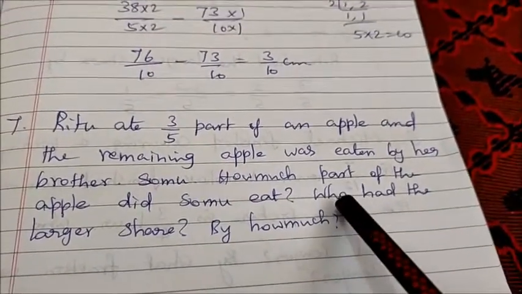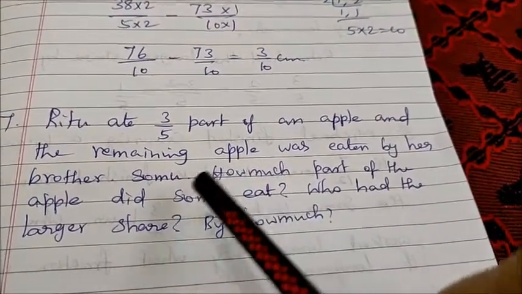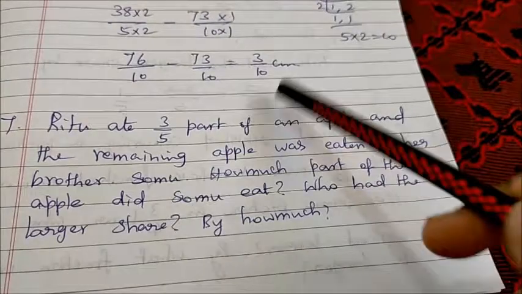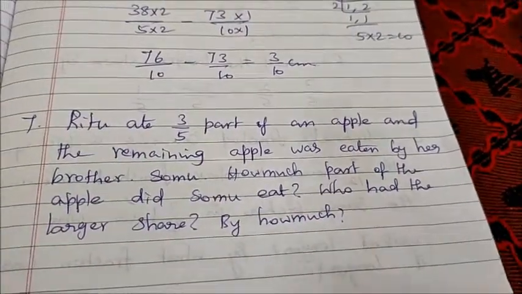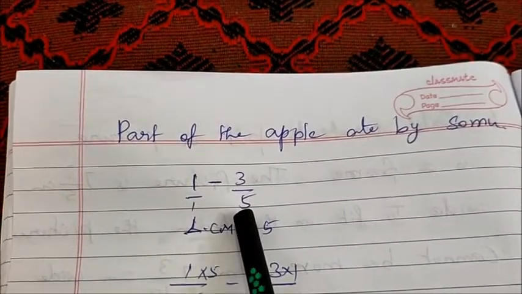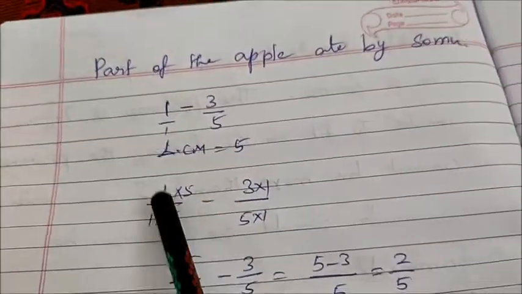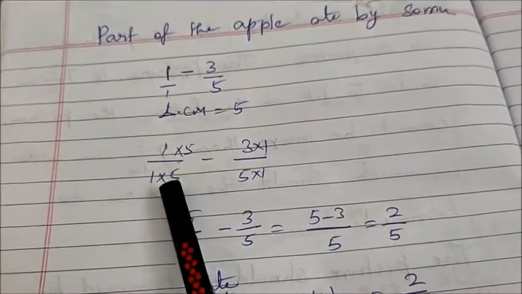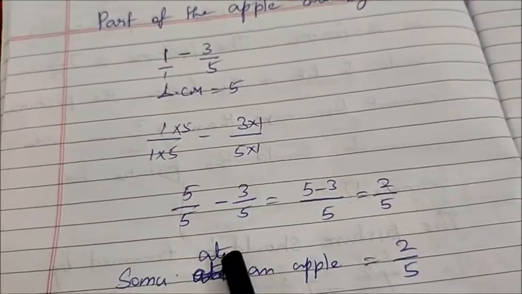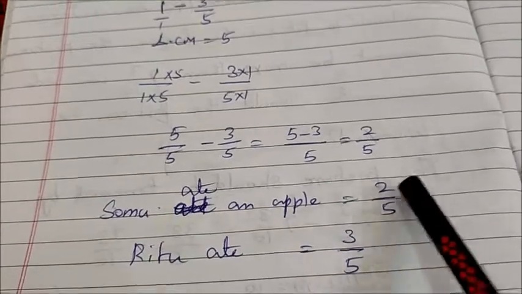Now we want to know how much part Somu ate. So we have to subtract Ritu's 3 by 5 part from 1, isn't it? So subtract 3 by 5 from 1. Here 1 and 5 are different, so the LCM is 5. So we change as 5 and then we get 2 by 5. That is, Somu ate 2 by 5 part of the apple.